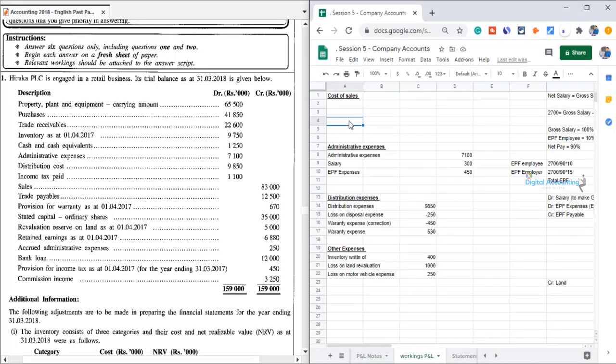We will finish the question and the remaining information. Property, plant and equipment in the carrying amount, we have done with that one. The other one is purchases. For purchases, we need to calculate the cost of sales, 41,850. Then trade receivables, 22,600.